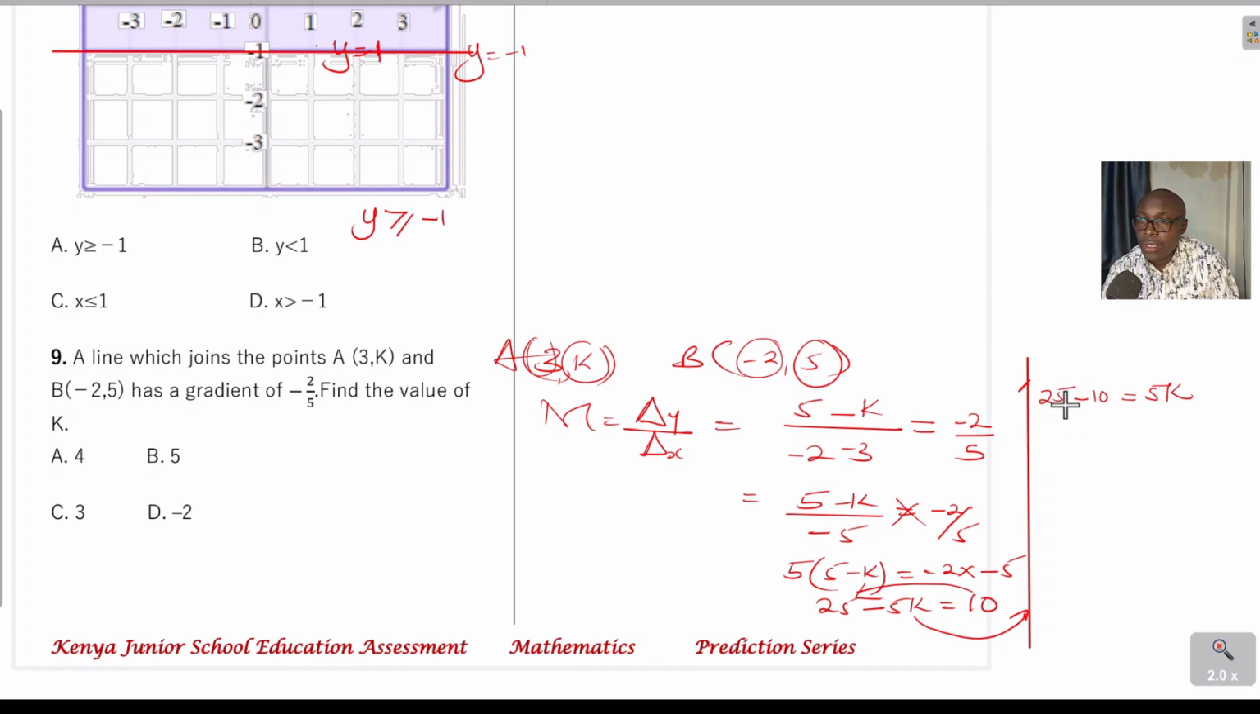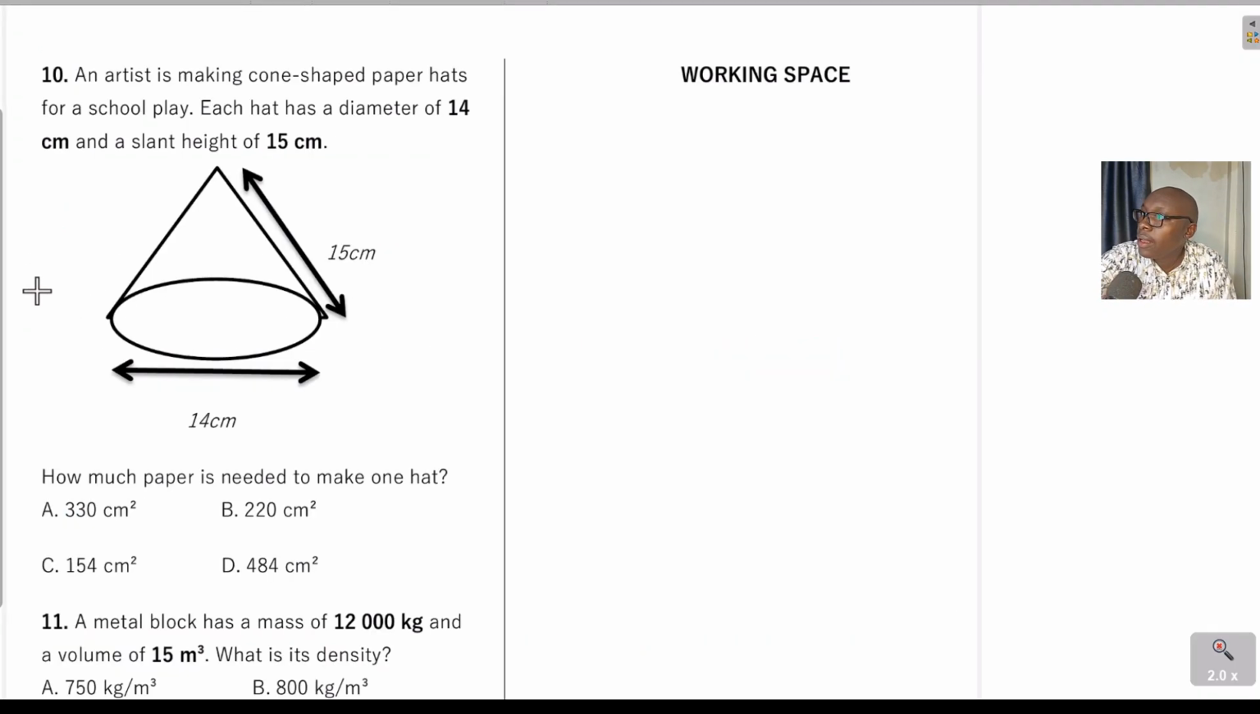So this will be 25 subtract 10, that will give 15, is equal to 5k. So k is obtained by dividing both sides by 5. You get k to be 3. So k is 3. So for the other question, that was the solution. You can go to the next. The next one is question 10.